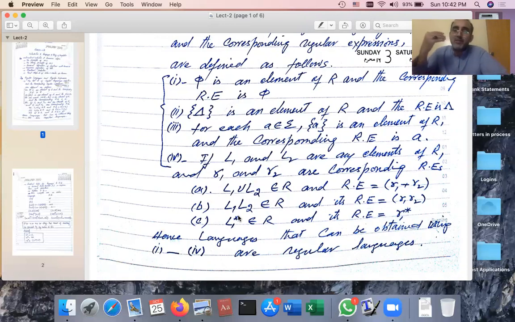So you can visit the slides of your first lecture, and then you can see these things again. So L1, if we have a Kleene star over it, and if it belongs to a regular language R, then its regular expression is equal to R1 star. You can also put parentheses if you want, but as I said, sometimes you can represent it without.